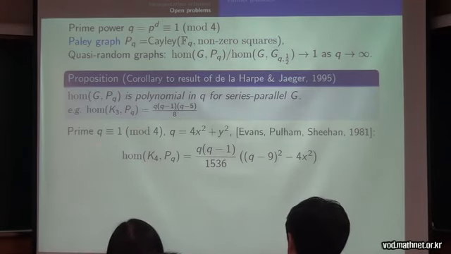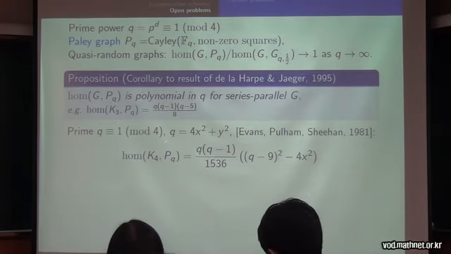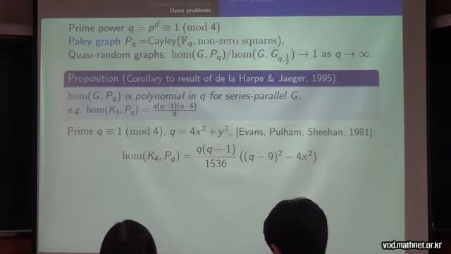Namely, let's just think about prime Q rather than prime power. It's just easier. So we know that the prime has a unique representation as a sum of two squares, an even one and an odd one.